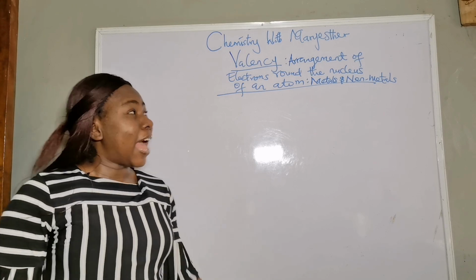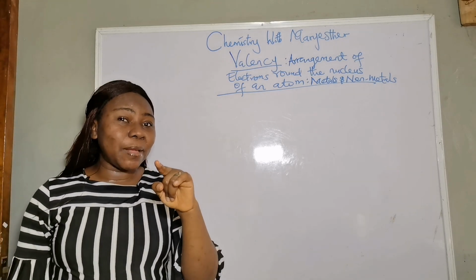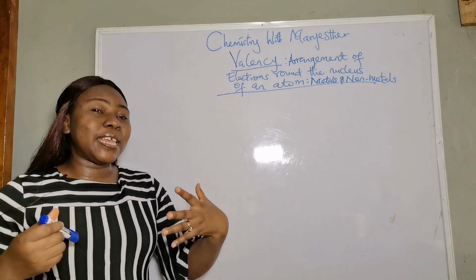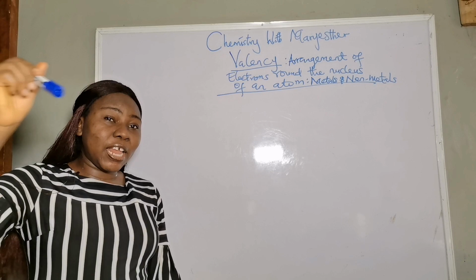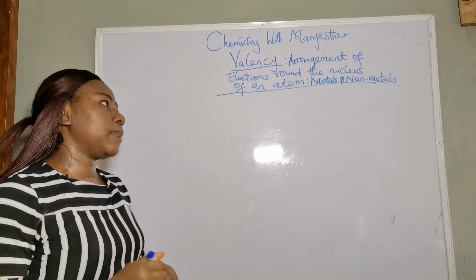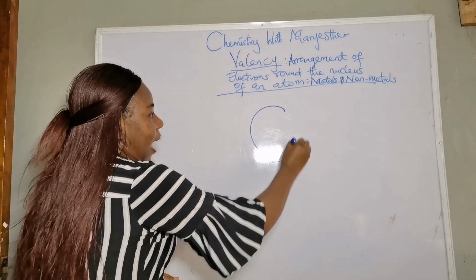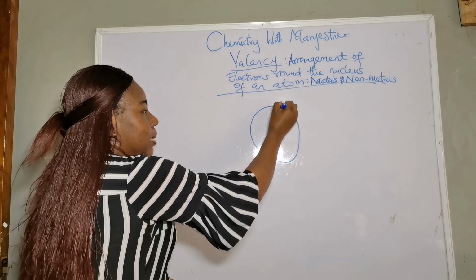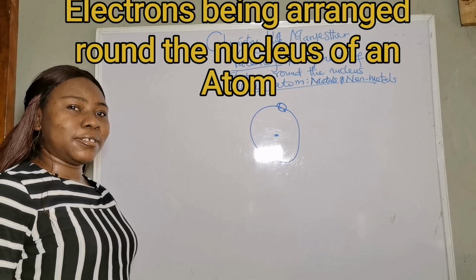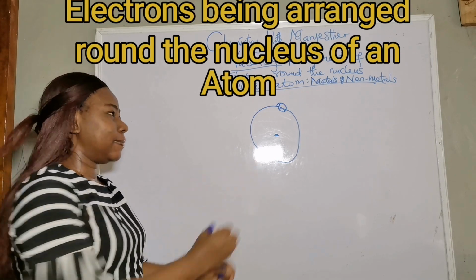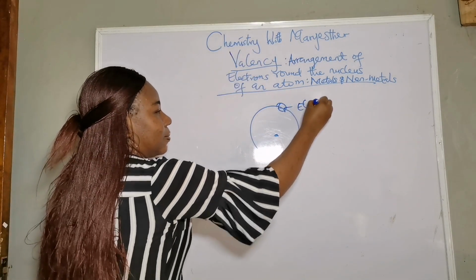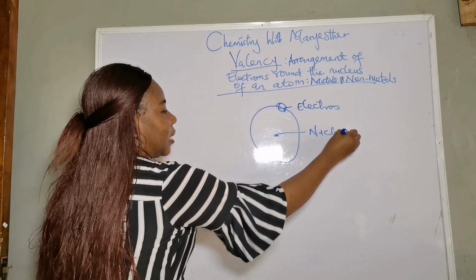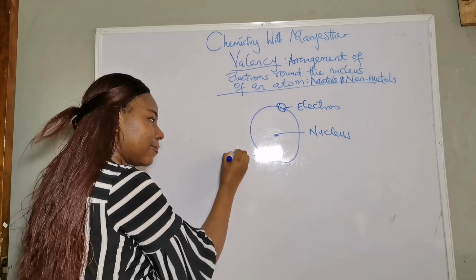Let's go. Having said that valency is the combining power of an element, now we're going to use the idea of arrangement of electrons around the nucleus of an atom. You know, an atom has a nucleus, and electrons are arranged round the nucleus of an atom. This is an electron. This is the nucleus of an atom. And this is the shell.